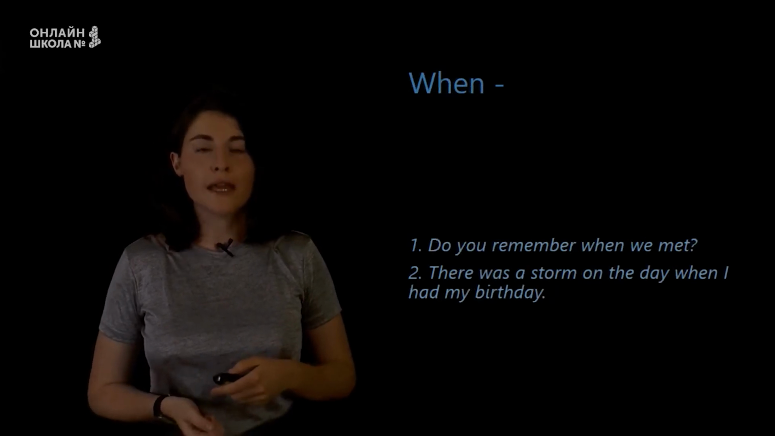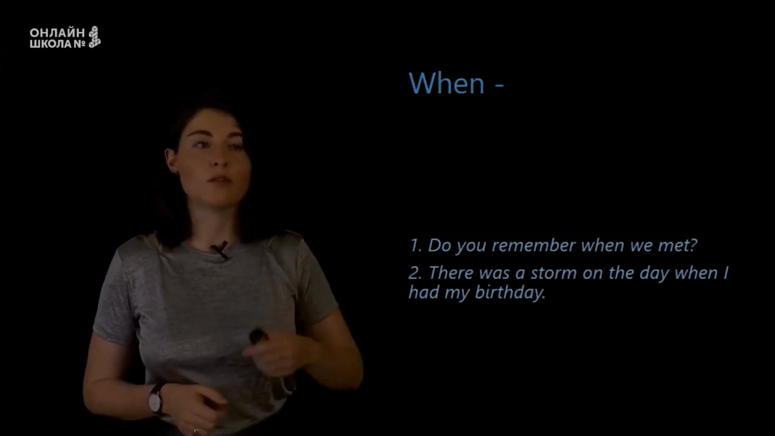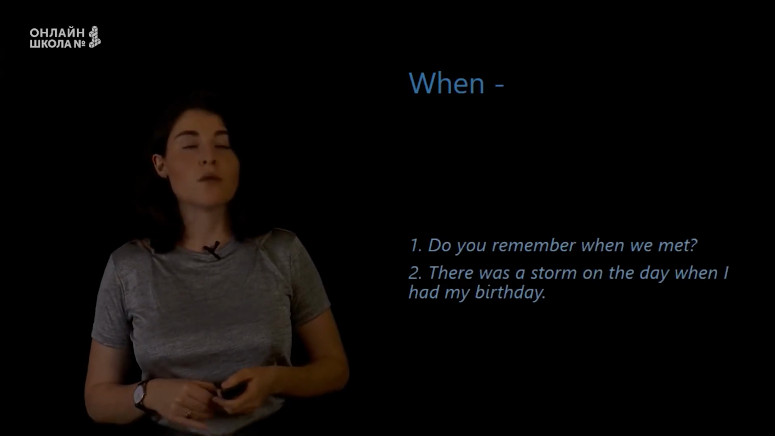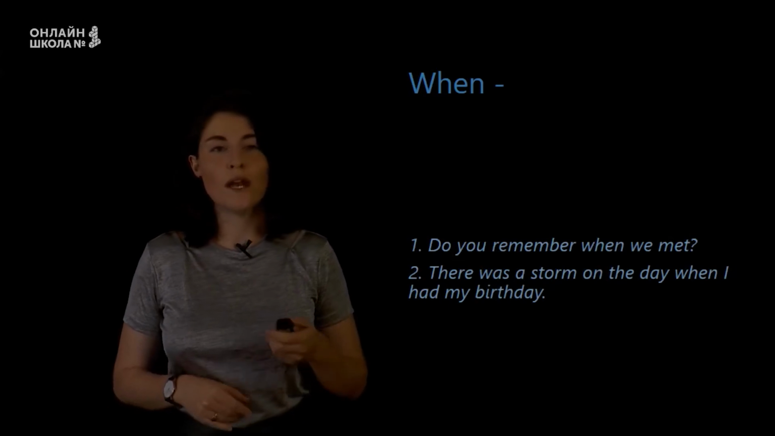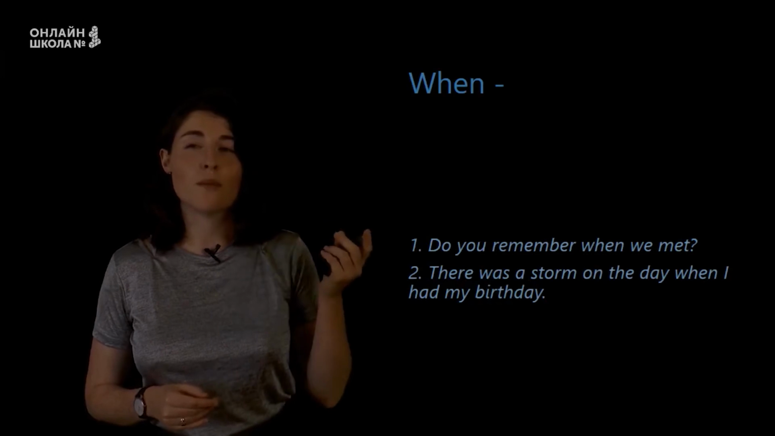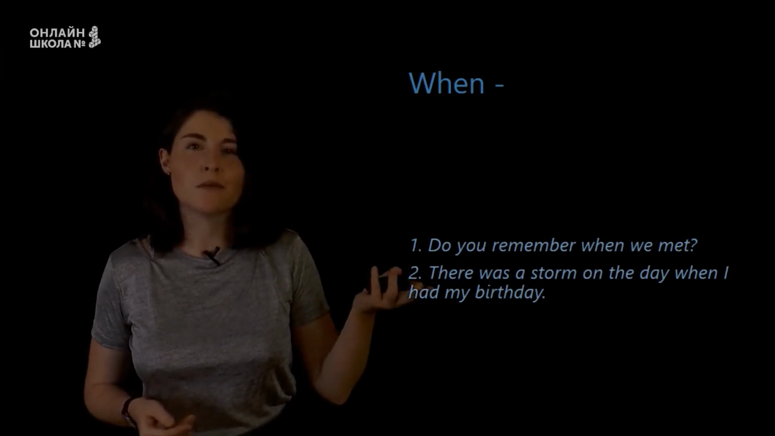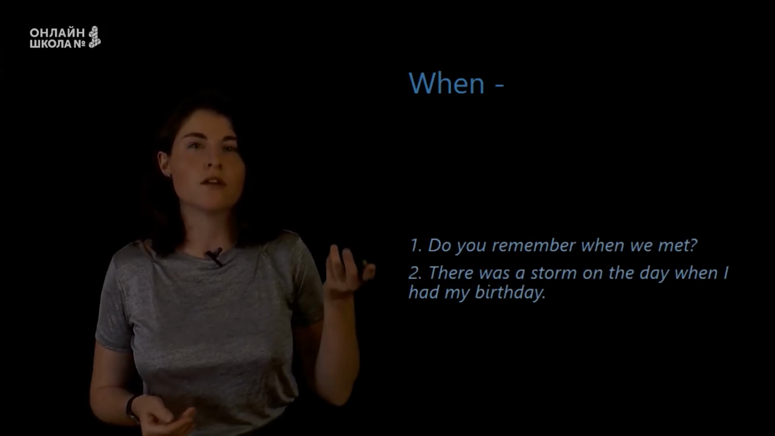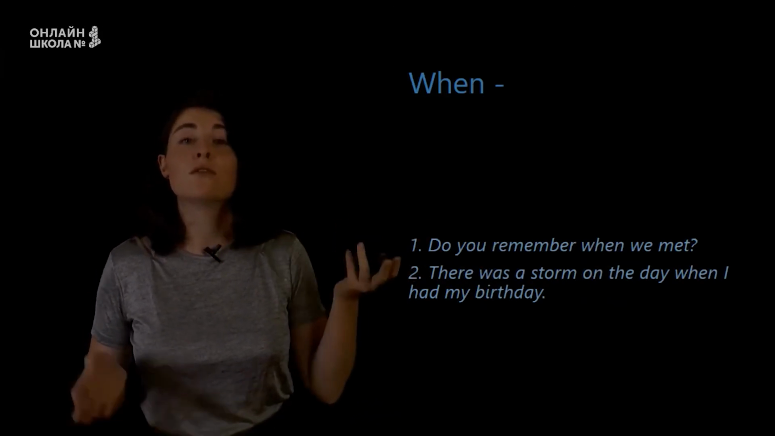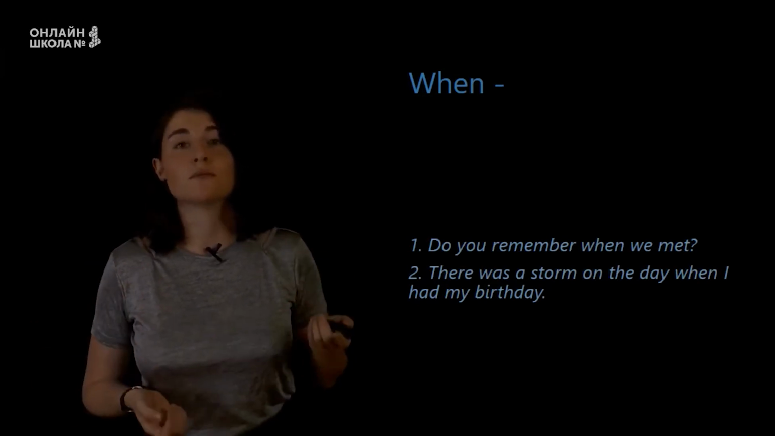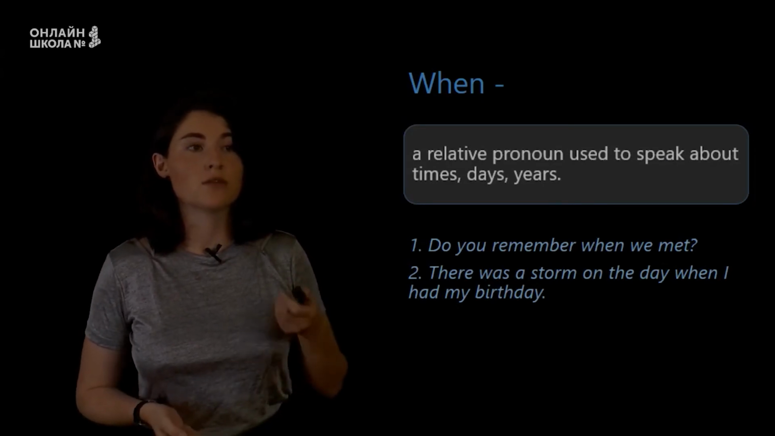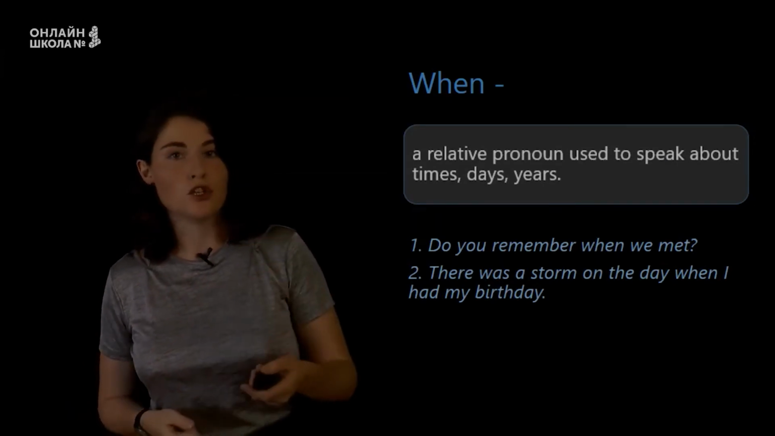Next relative pronoun is when. Examples. Do you remember when we met? There was a storm on the day when I had my birthday. So, do you remember when we met? Помнишь ли ты, когда мы встретились? Здесь мы говорим про какое-то время. There was a storm on the day. Day, it's also a time. We are speaking about some time. So, when is a relative pronoun used to speak about times, days and years.